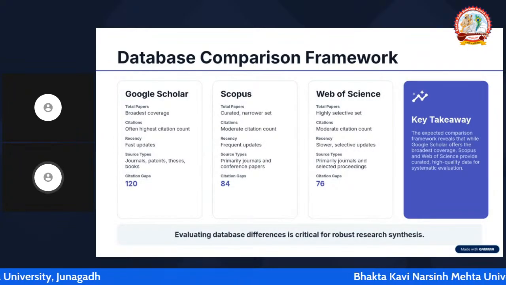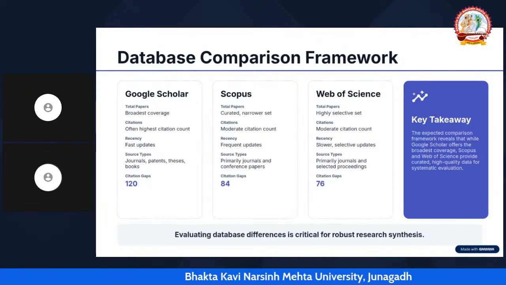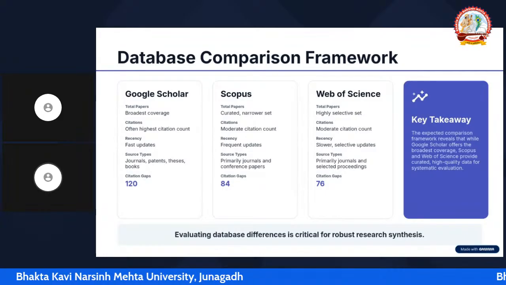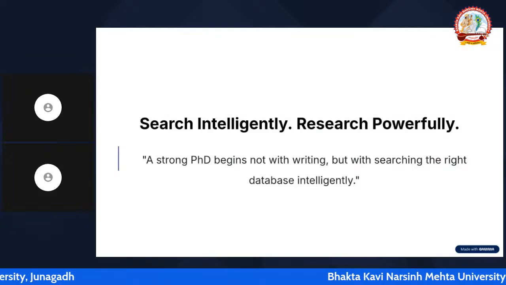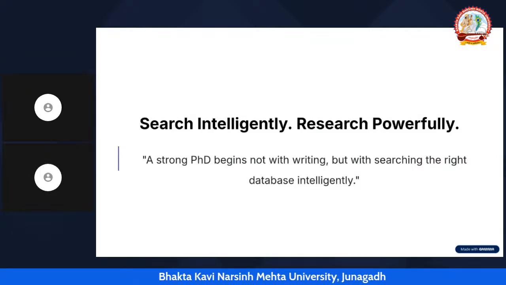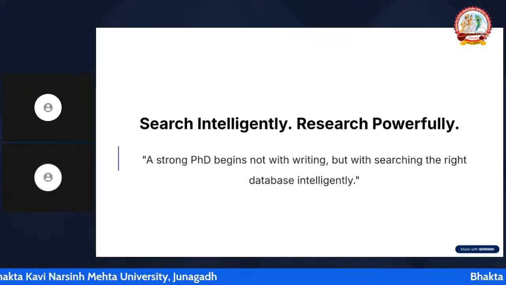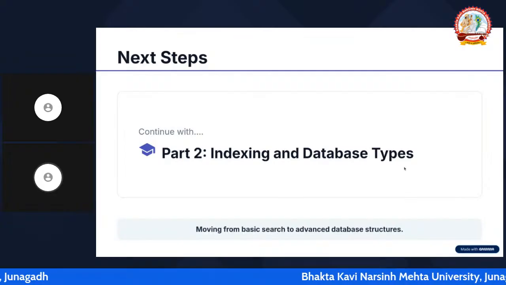Data set comparison framework: Google Scholar, Scopus, and Web of Science. You may find the differences between these particular data sets related to citations. One suggestion from this: search intelligently, and research powerfully. So you can begin your journey with the data set.